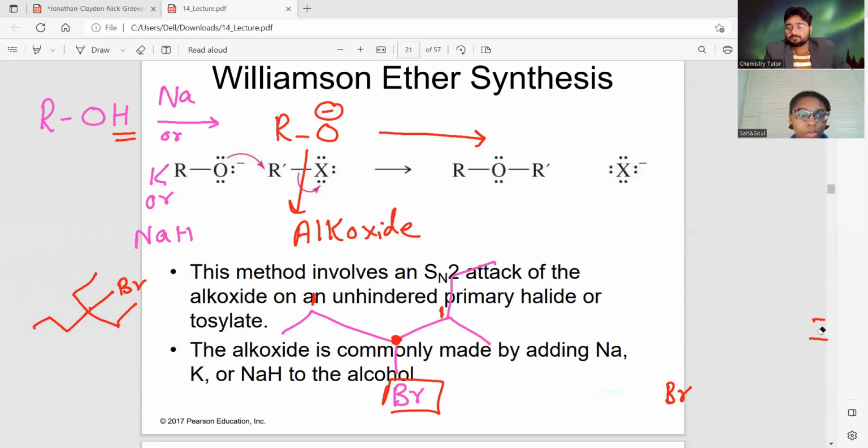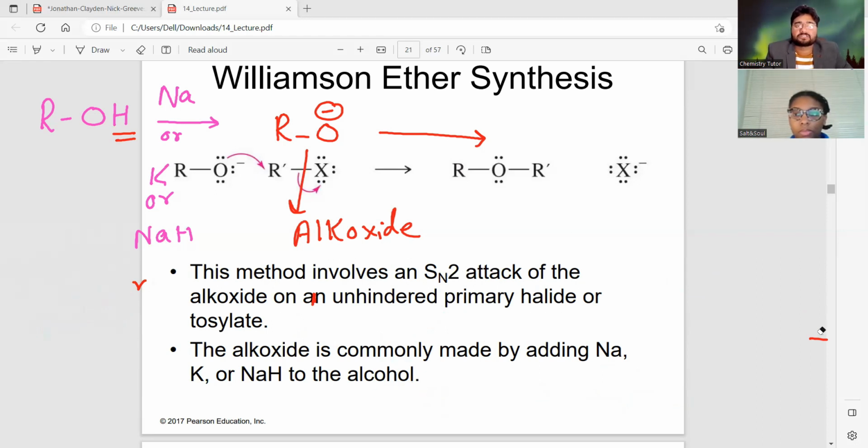Excellent. The most important point about the second step of synthesis of ether is that you can use either primary alkyl halide or secondary alkyl halide. You can't use tertiary alkyl halide in the synthesis of ether using the Williamson method. That's the most important. You can use primary alkyl halide, you can use secondary alkyl halide.